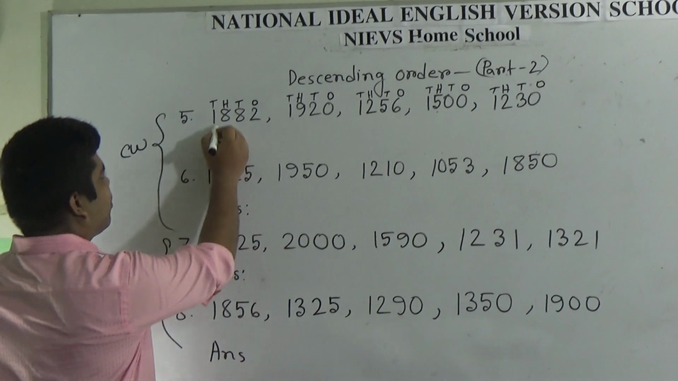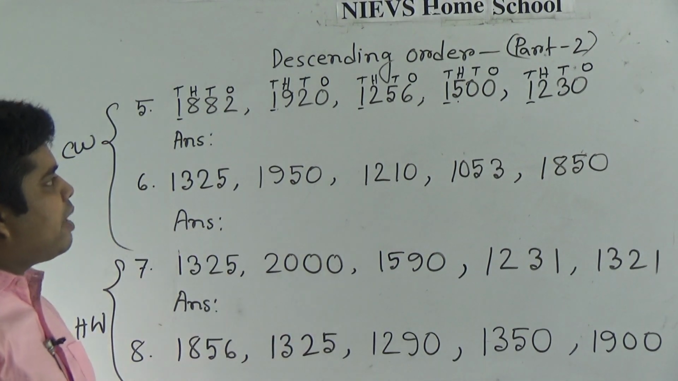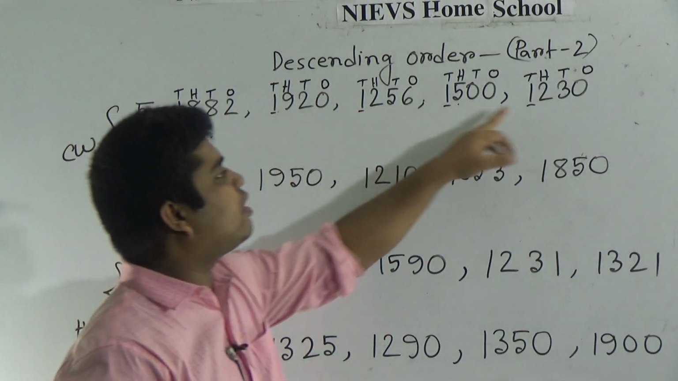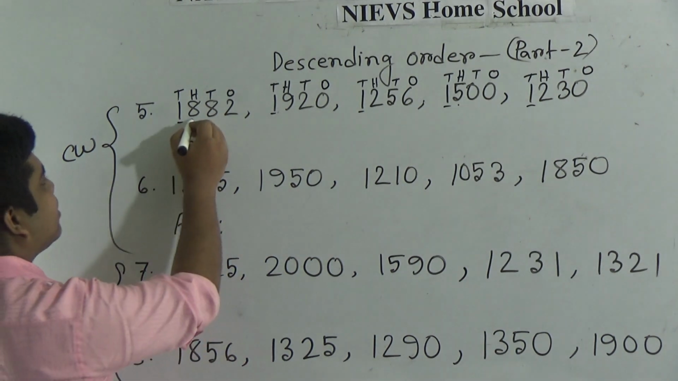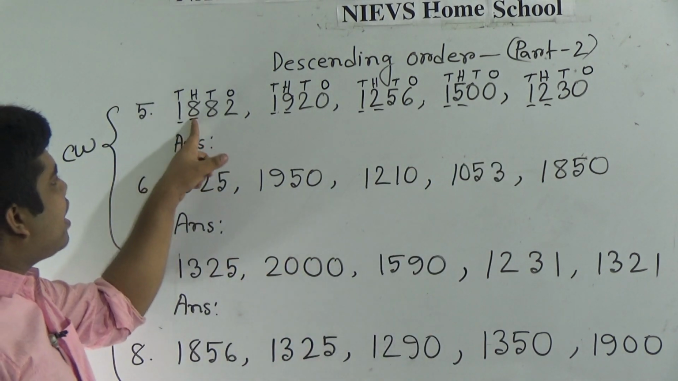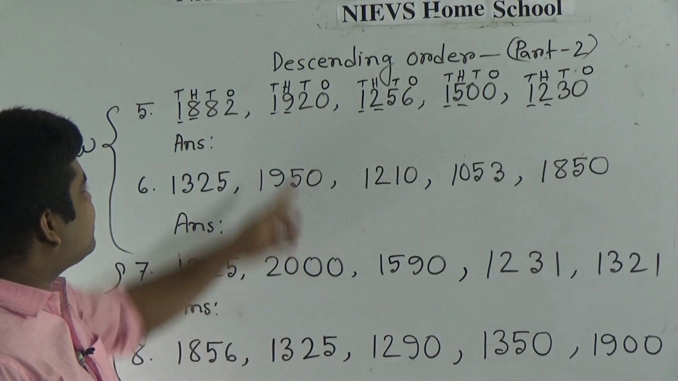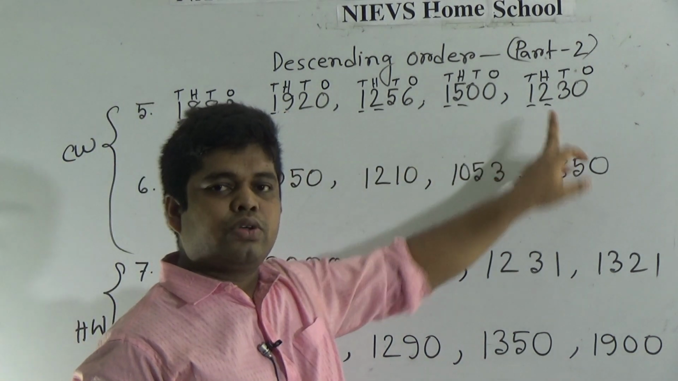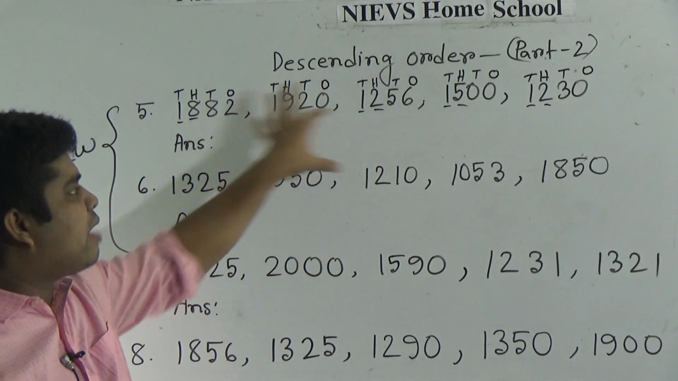digit. That means here 1, here 1, here 1, here 1, here 1. So among the 5 numbers we notice that the thousands place digits are the same. So we go to the next place, that means the hundreds place. Here 8, 9, 2, 5, 2. Which digit is greater? We notice 9 is greater among 8, 9, 2, 5 and 2. So 1920 is the greatest number among these 5 numbers.